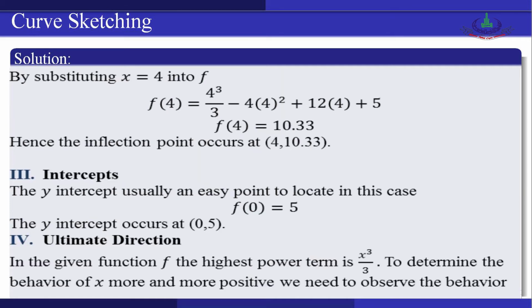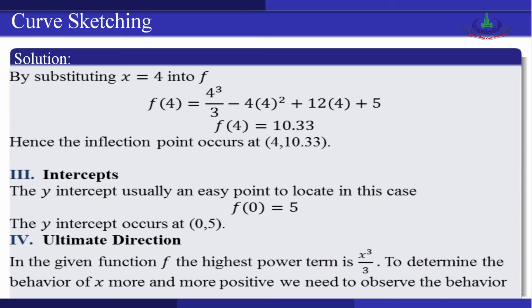Dear students, now substituting x is equal to 4 into the function f, we get that f of 4 is equal to 4 cubed over 3 minus 4 times 4 squared plus 12 times 4 plus 5. That is, f of 4 is equal to 10.33. Hence, the inflection point occurs at (4, 10.33).